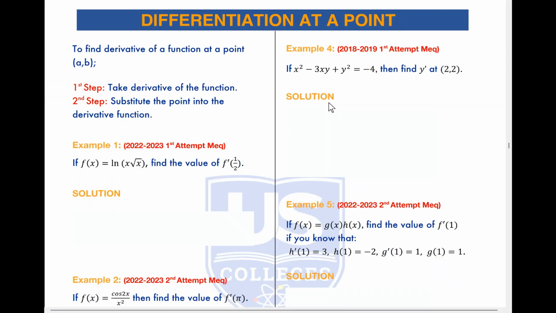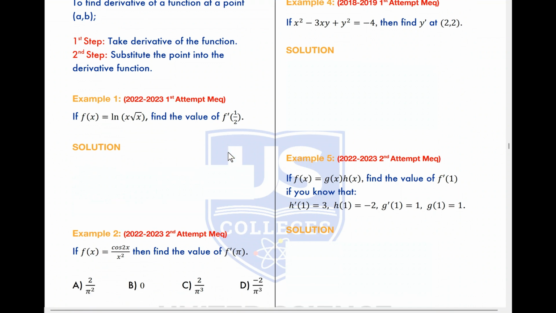Hello guys, in this video I will explain differentiation at a point. So to find the derivative of a function at a point, we should take the derivative of the function and substitute the given value for x, or the given point for x and y, for the variables in the derivative function. We will find the answer. Let's take a look at some ministry exam questions.